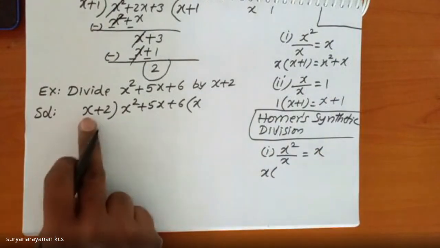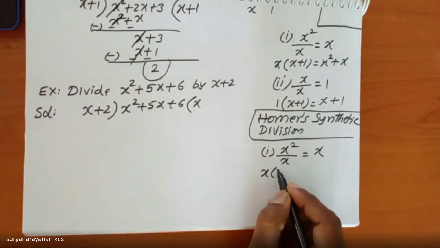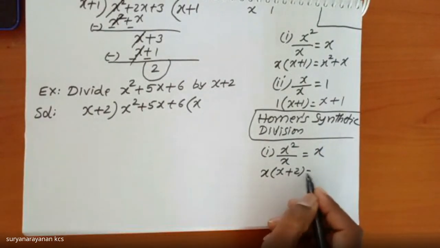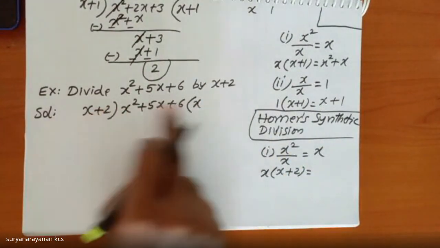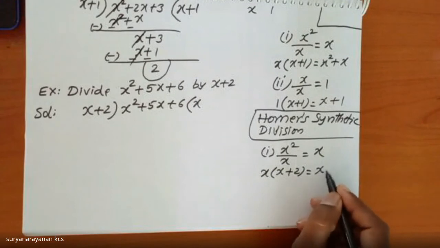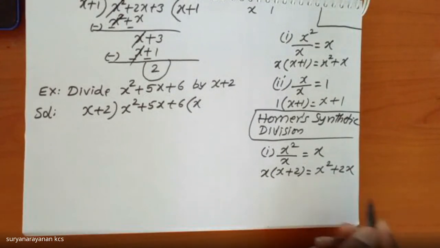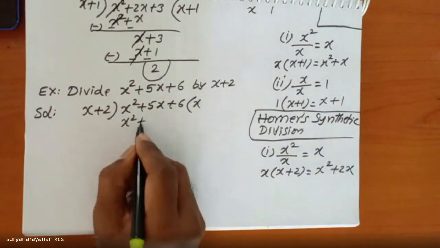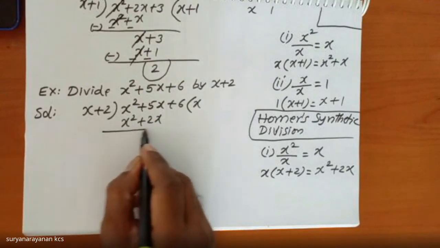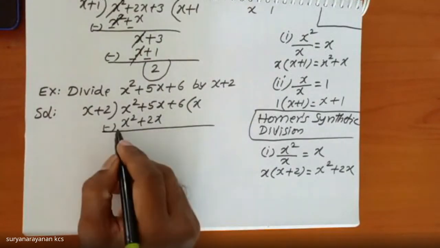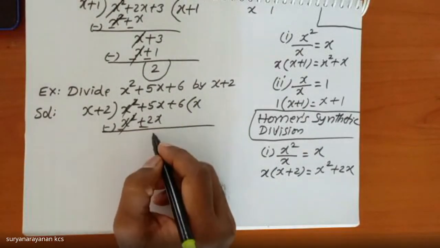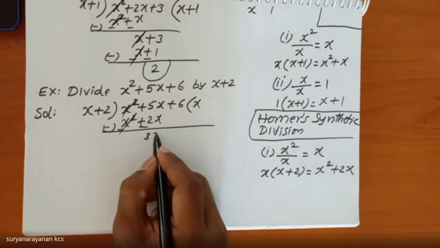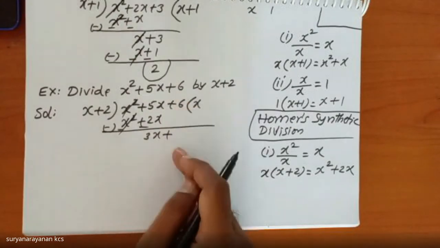After that, write this one. Multiply these two, x into x plus 2. What will you get here? x square plus 2x. Subtract. What will you get? x square minus x square gets cancelled. What will you get here? 3x, plus we carry down the next term.